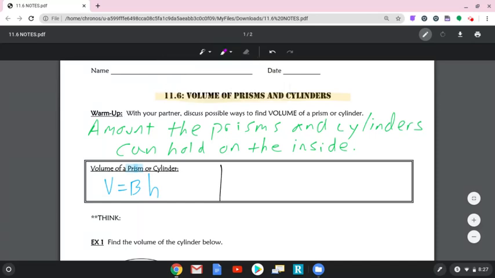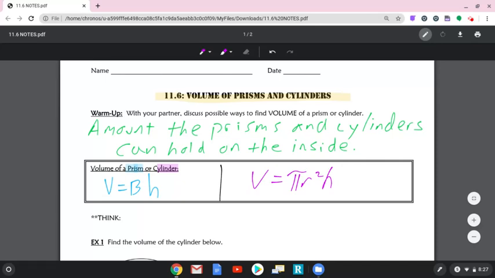Now, when I talk about a cylinder, it's the same thing. The only thing I can say is that I know the base area will always be pi r squared, times h. A cylinder's base will always be a circle, but obviously in a prism, your base changes, so the formula that we input for B will change.